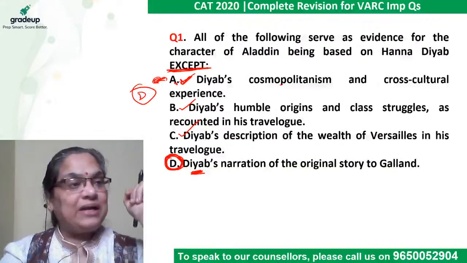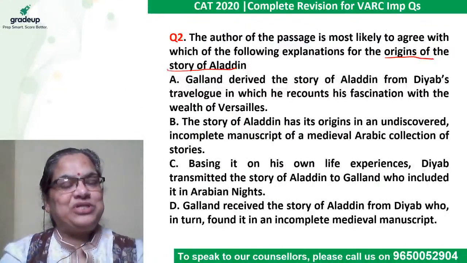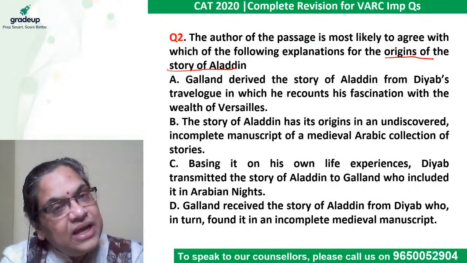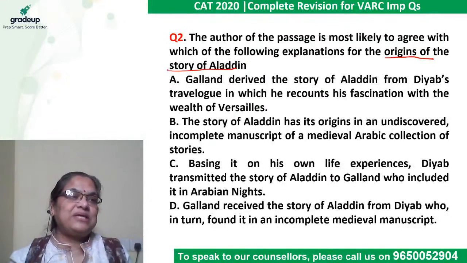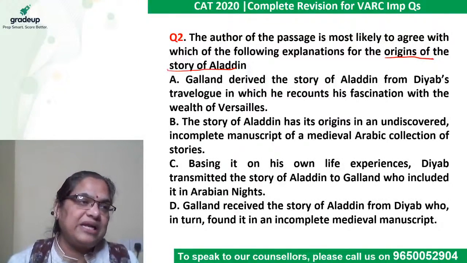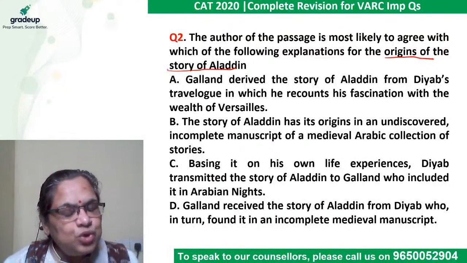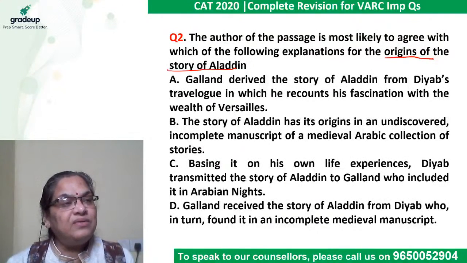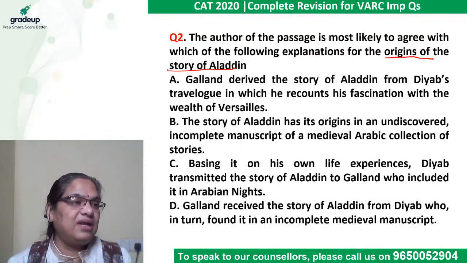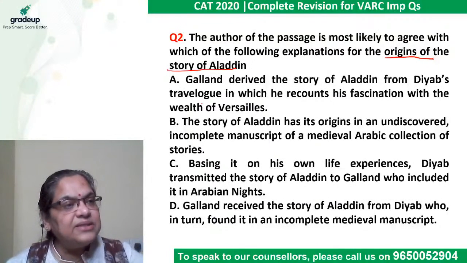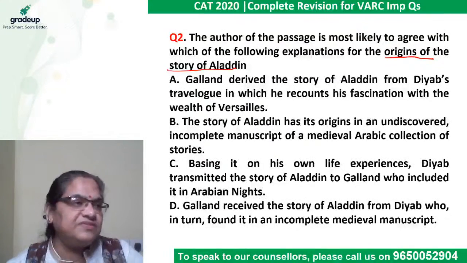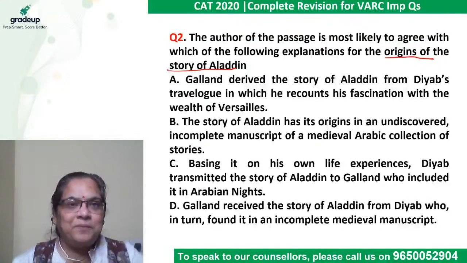Okay. Alright. Now, let's move to the second question. Why does the author agree that Diab must be the basis, that Aladdin is no one else but Diab? Which of the following would the author most likely agree with? His main claim is Aladdin is no one but Diab. It is Diab telling his own life story and experiences with a little embroidery.